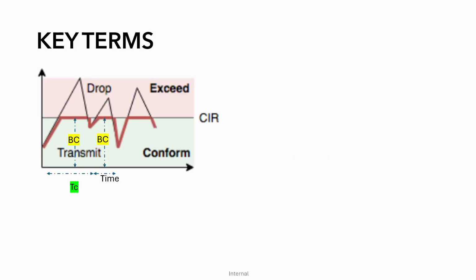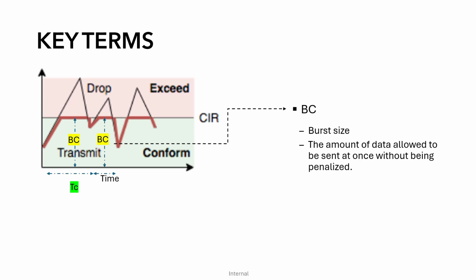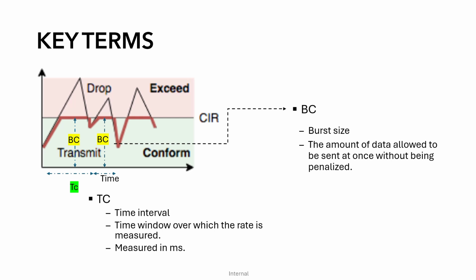The next one is BC, also known as burst size. This is the amount of data allowed to be sent at once without being penalized. Like if you see the graph, at a time there will be a burst of data, right? So that is BC. And then we have TC, also known as time interval, the time window over which the rate is measured, especially in milliseconds. And the formula for calculating the TC is BC divided by CIR times 1000. So this will give the actual TC.